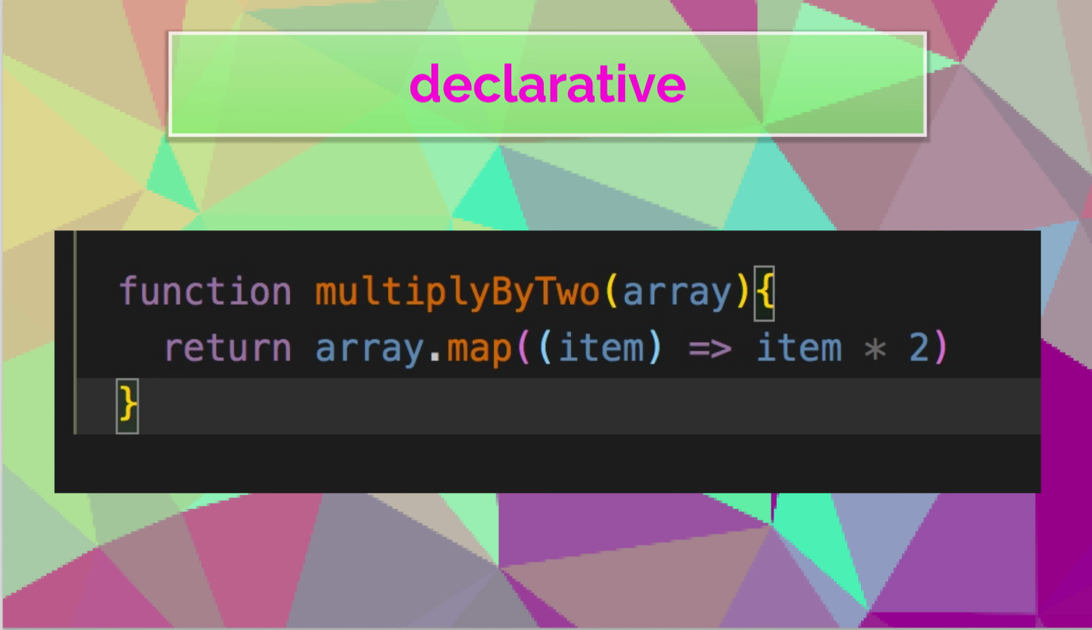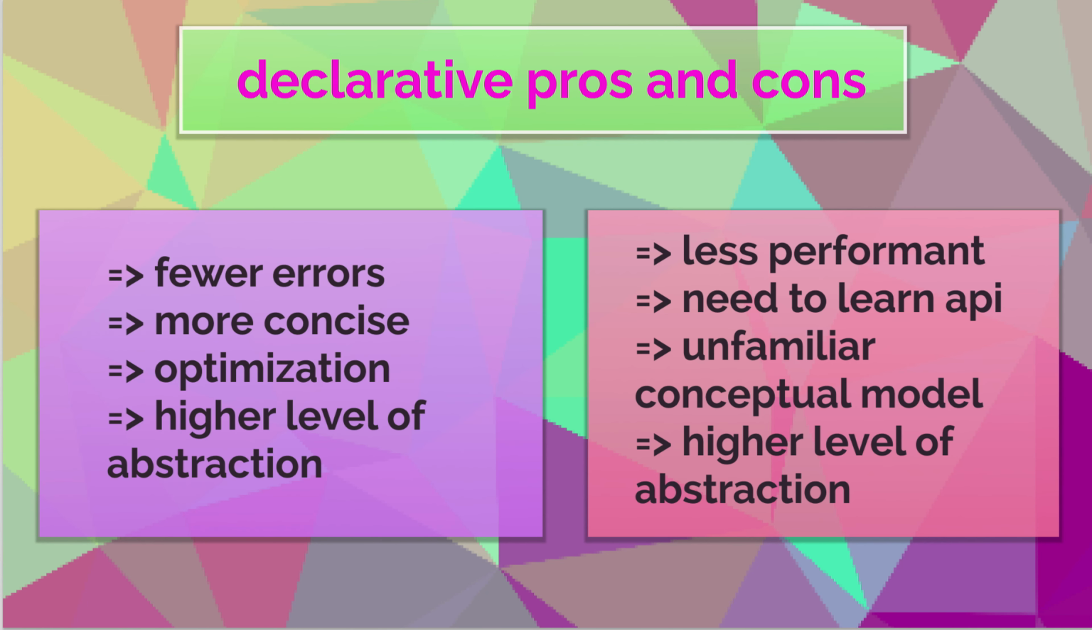In declarative programming, we would use a very helpful array method called map, and simply take in that array and map over each element of that array, multiplying it by 2, returning the new array, which is returned by the map function. And so declarative programming is essentially a higher level of abstraction. It has a lot of advantages.